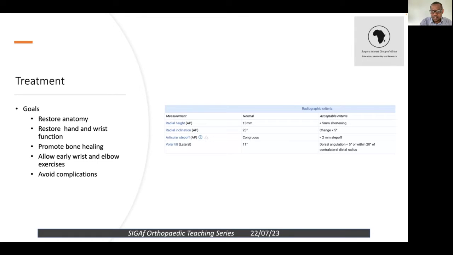Then I know we discussed the radial height initially, the inclination and the volar tilt. And there are some acceptable radiographic criteria that you can look at. For the radial height, you want to at least try and fix it and make sure that there's less than 5 millimeters of shortening after you've sorted it out. And radial inclination, at least less than 5 degrees as well, when you've fixed it, although you want it to be as anatomical as possible.